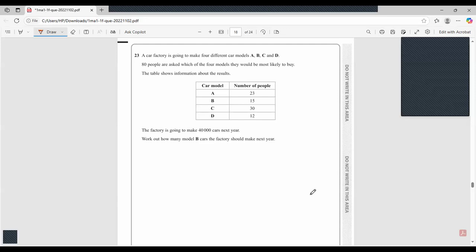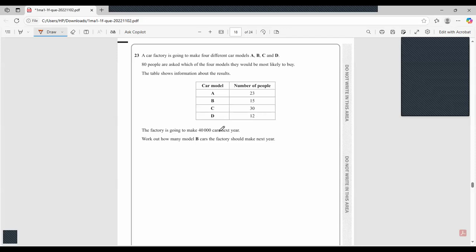No, I don't understand this one. Okay, all right, so let's solve it together then. It says a car factory is going to make 4 different car models, A, B, C, and D. 80 people are asked which of the 4 models they would be most likely to buy. The table shows information about the results. So 23 people said they want A, 15 people said they want B, 30 said they will most likely buy C, and 12 said they will most likely buy D.